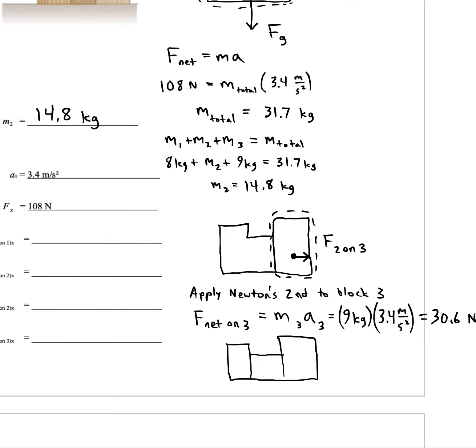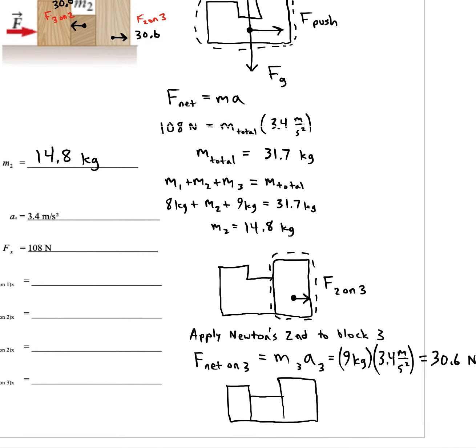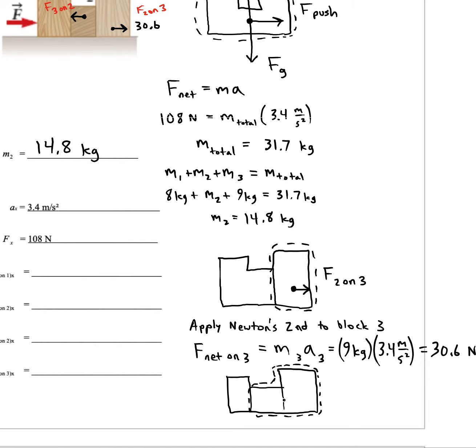And this time we'll make a different choice of what we want to analyze. First of all, let's just put in that this is 30.6. All right, now what choice of system would be good? I'm going to actually analyze the last 2 blocks now as the system, so I can do a free body diagram for both of them at the same time.